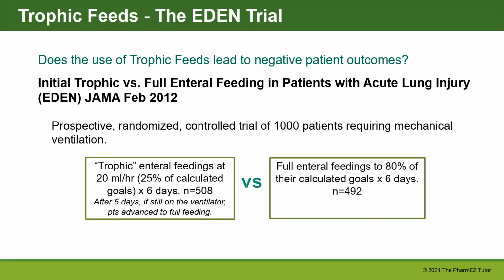The first group received trophic enteral feedings at 20 mL per hour, or 25% of their calculated goals, for 6 days. There were 508 patients in this group. The other group received full enteral feedings to 80% of their calculated goals for 6 days. The number of patients in this group was 492.